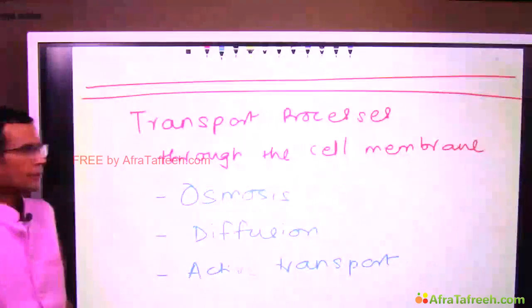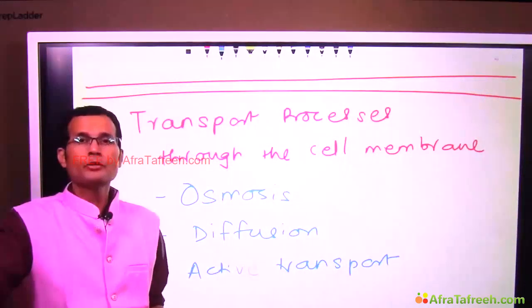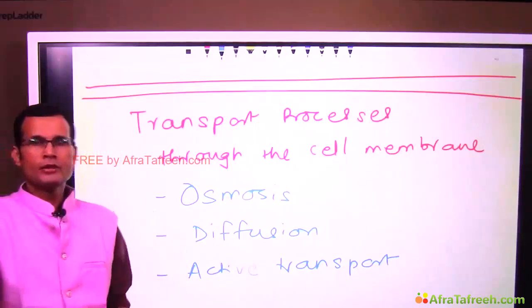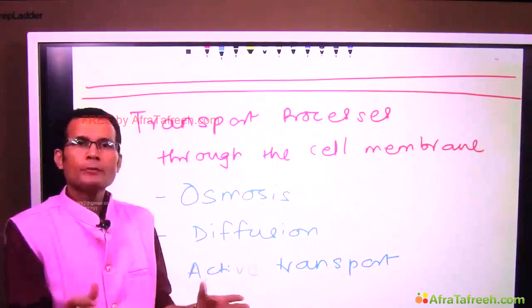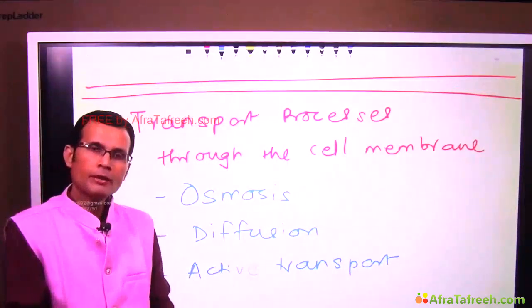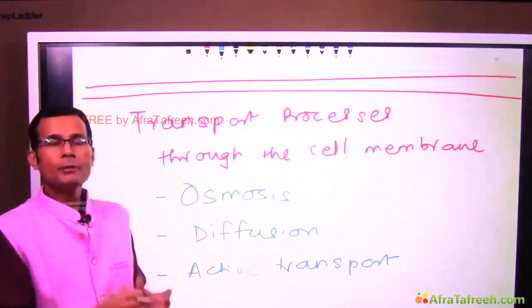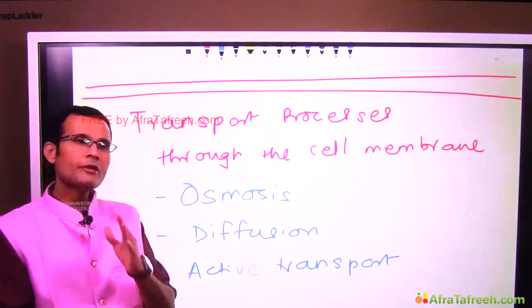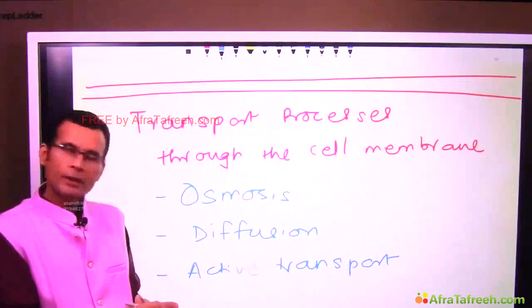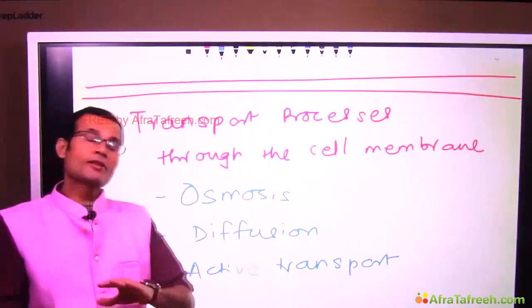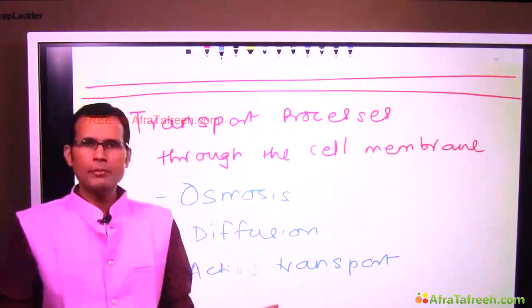So after having discussed the transport proteins in the cell membrane, now is the time to discuss transport processes through the cell membrane. We've already made a distinction between two types of transports: transport across a membrane and transport through a membrane. When we say transport through a cell membrane, it means the substance is invading the membrane, going through the membrane to go to the other side. Whereas when we say transport across a membrane, it means the substances cross the membrane.